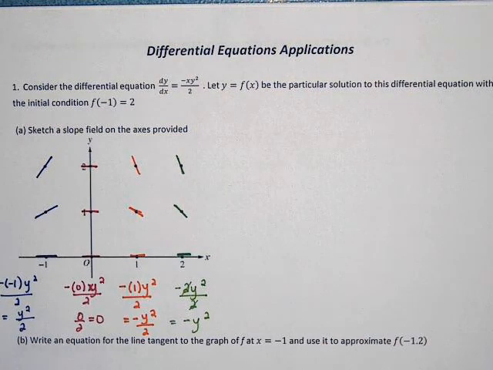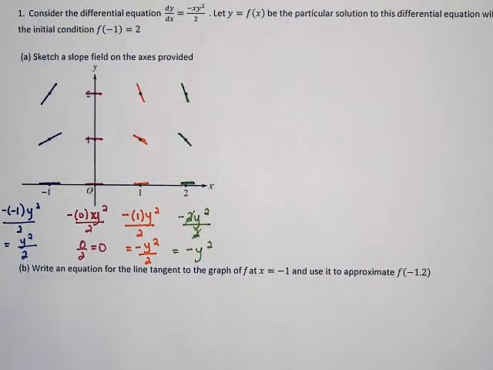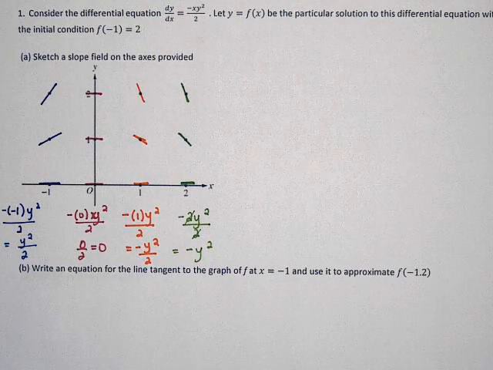And that is my slope field. Now it takes a minute, or more specifically 4 minutes, but it's good to go slow and make sure we don't make a silly mistake. Part B here says write an equation for the line that is tangent to the graph of f at x equals negative 1 and use it to approximate f of negative 1.2.